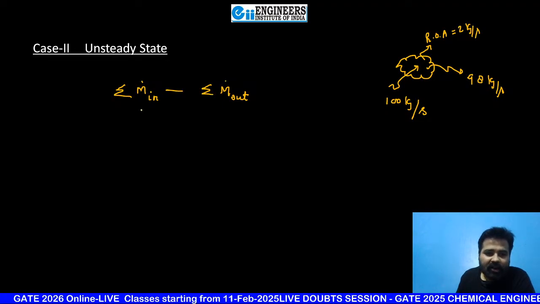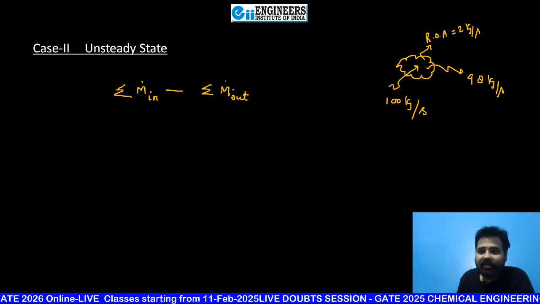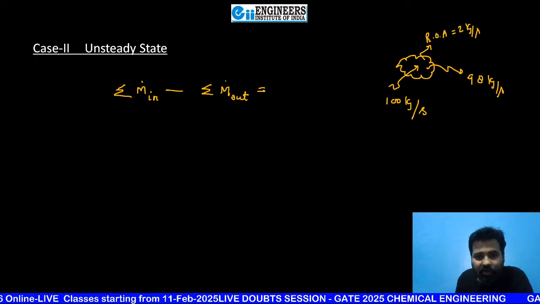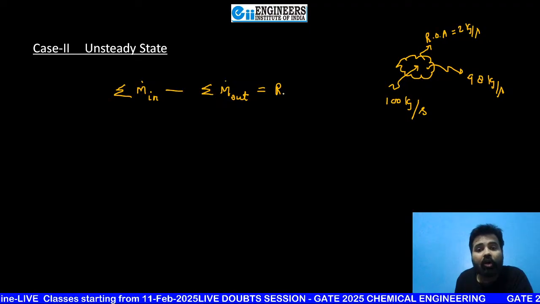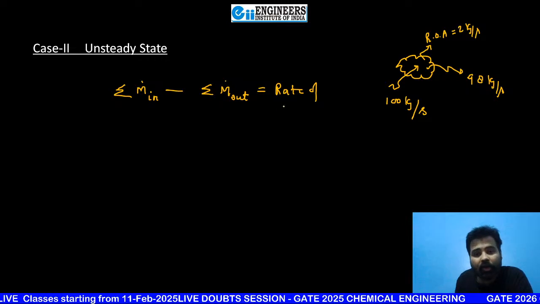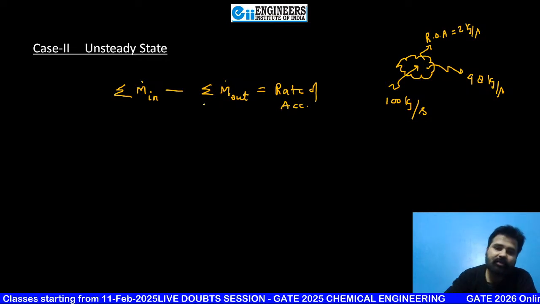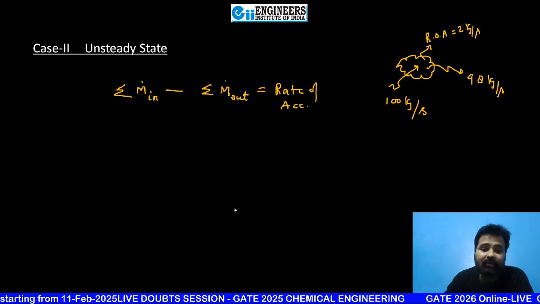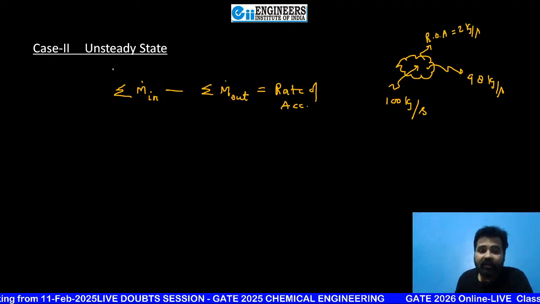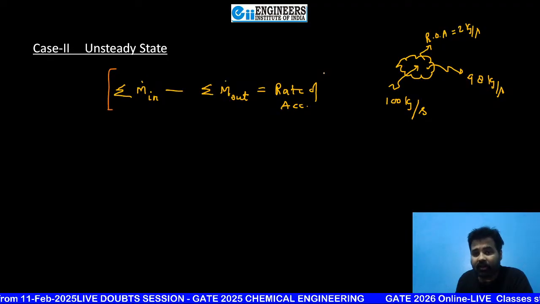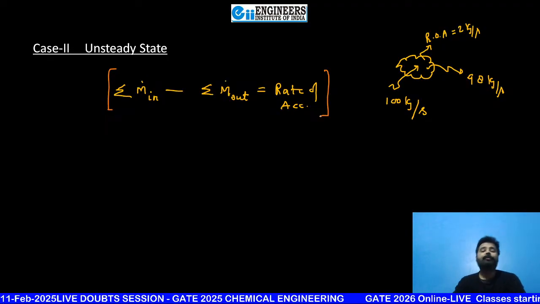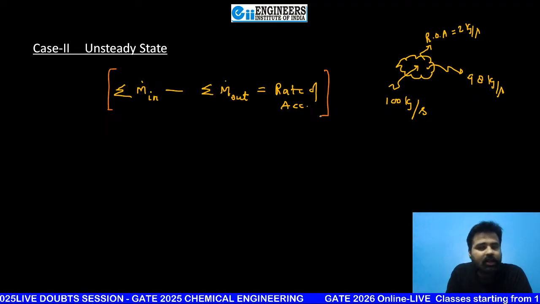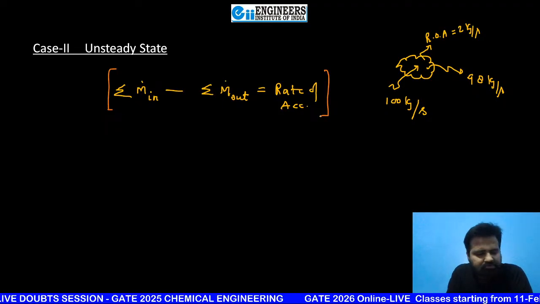So see here, this is your 100, this is your 98, 100 minus 98 is 2. So just write here equal to 2, and 2 is what? 2 is the rate of accumulation. Okay beta, so this is a simple unsteady state balance. Again, whenever I am writing unsteady state or steady state, if you are checking this for material balances, no need to worry.